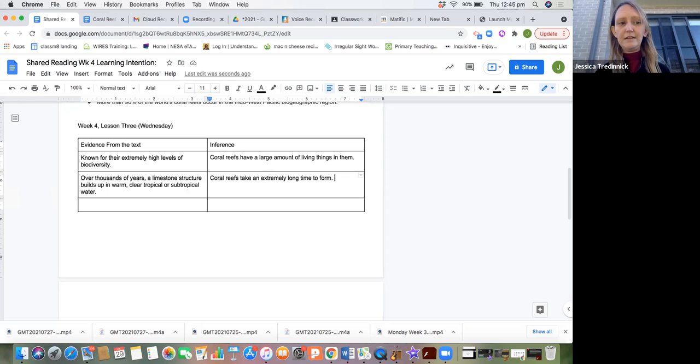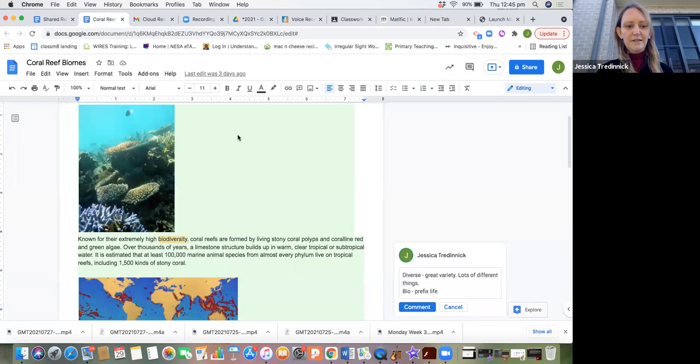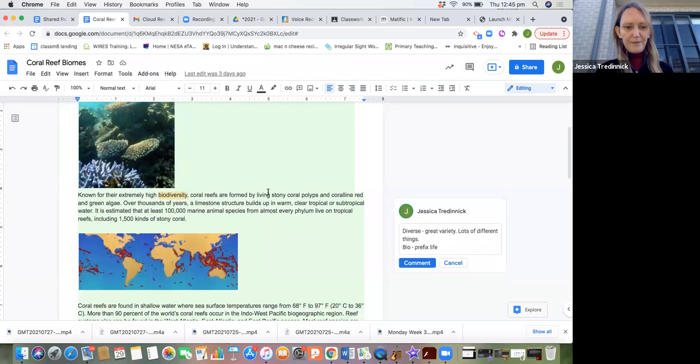So from the evidence. I'm going to try one more for you, and then I've given you a few examples from your text. So I've actually told you the evidence that you need to use, and I want you to make an inference that relates to that.